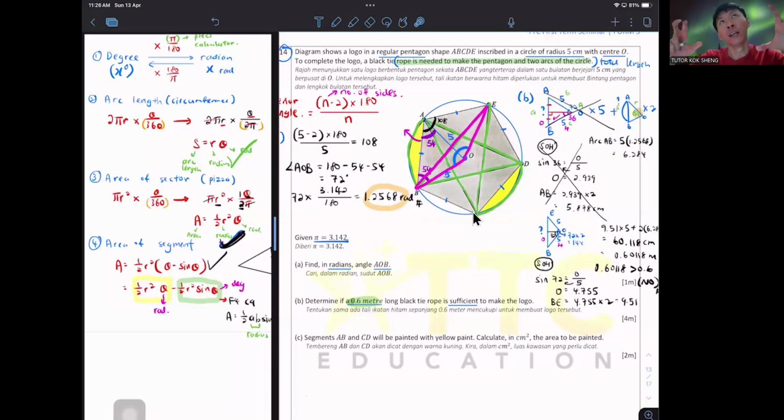Something like this. They use a rope to tie all the corners. But they're not finding the area, they're only finding the rope to tie the corners. Not the perimeter, because they're not finding the perimeter of the logo. They're finding the rope to tie all the corners. A bit different, not the perimeter.